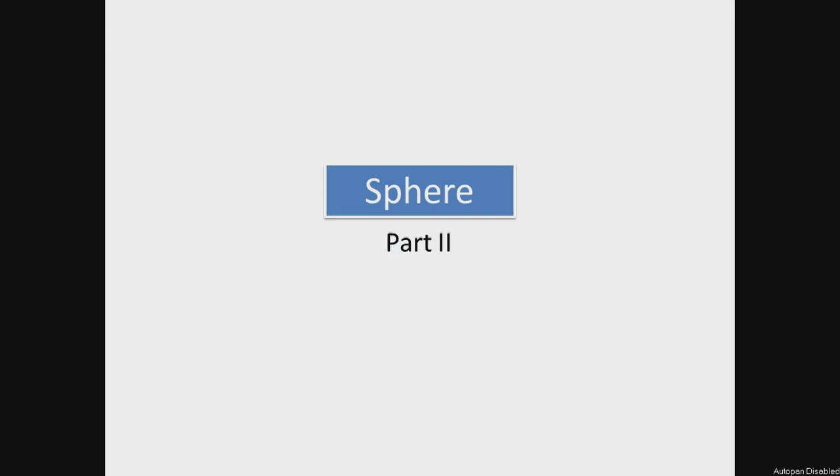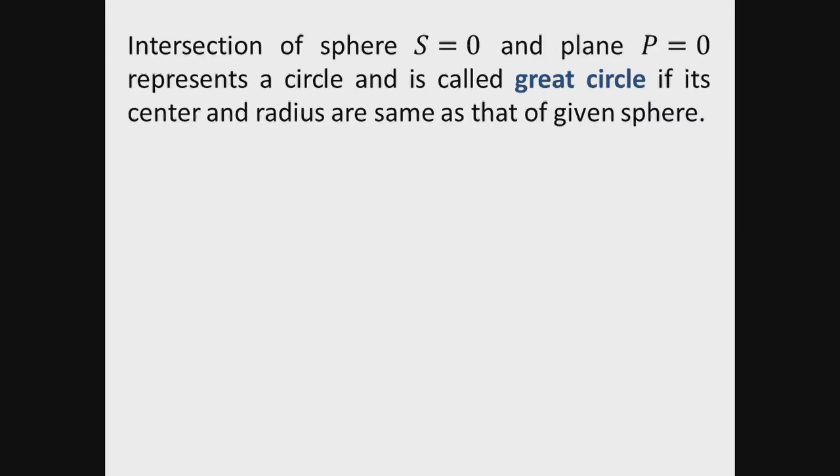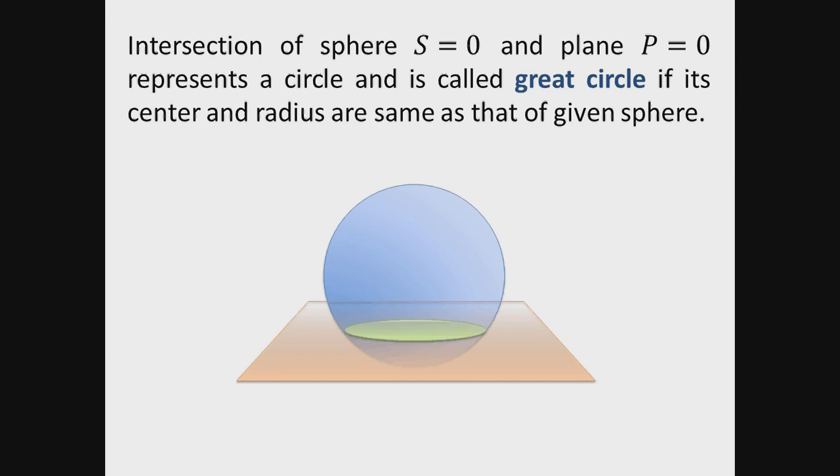In the first part of sphere, we saw the general equation of a sphere and the center-radius form of the sphere. Now let's see some more concepts on sphere. The intersection of a sphere and a plane represents a circle. There is no separate equation of a circle in 3 dimensions, and that circle is called a great circle if its center and radius are the same as those of the given sphere.